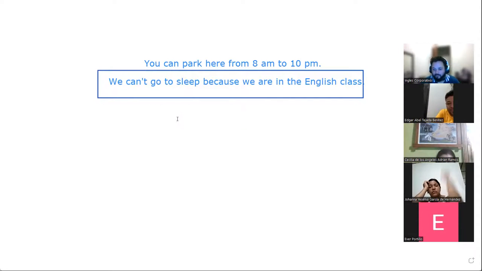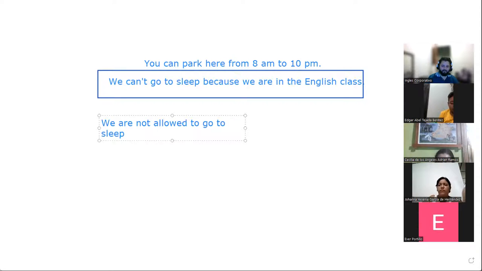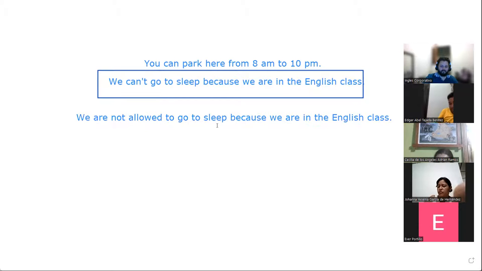So how do we correct this? How do we turn this into permission? We are not allowed to, right? We are not allowed to go to sleep because we are in the English class. All right, very good. Now that gets rid of that confusion, and we know that we're talking about permission. Very good. Who else wants to give me their example?